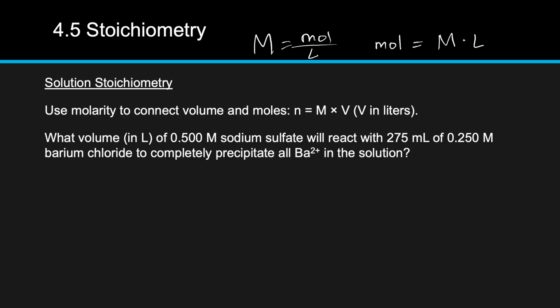So it might help to think of molarity as moles per liter. When we're doing this stoichiometry, we can cancel out our units. I know what I'm starting with: 275 milliliters of barium chloride, and I need to get to volume of sodium sulfate. It's kind of like a mass to mass stoichiometry problem, but now we're doing volume to volume, and using the concentration to convert from volume to moles, if that makes sense. Before we start all of that, we need to make sure we have a correct balanced chemical equation.